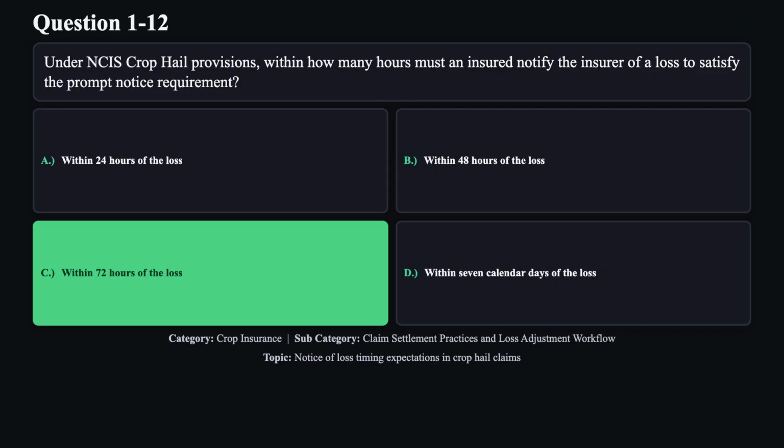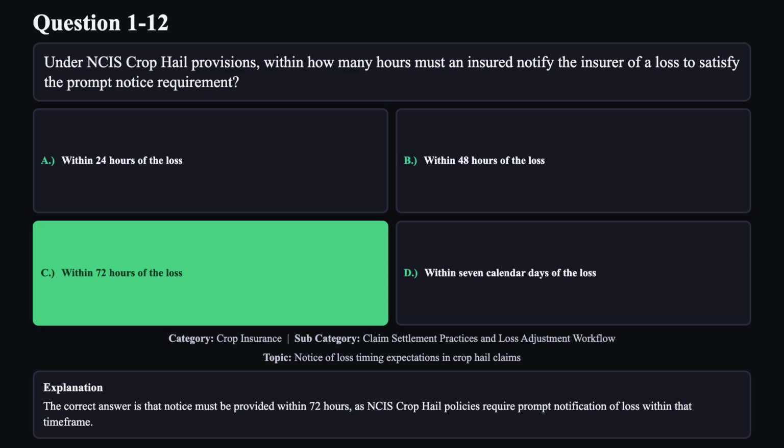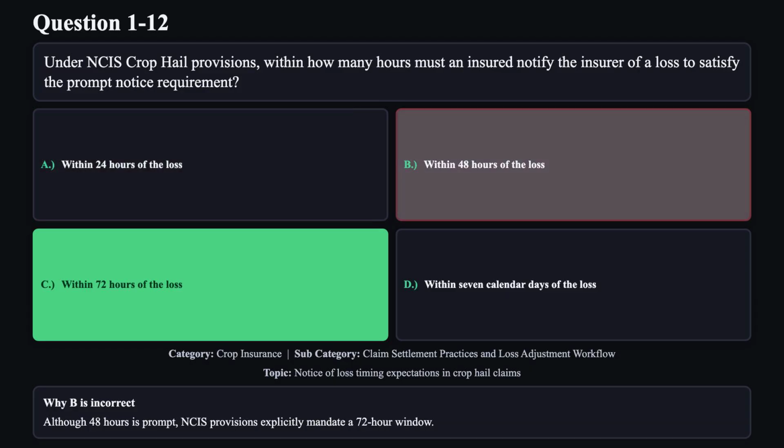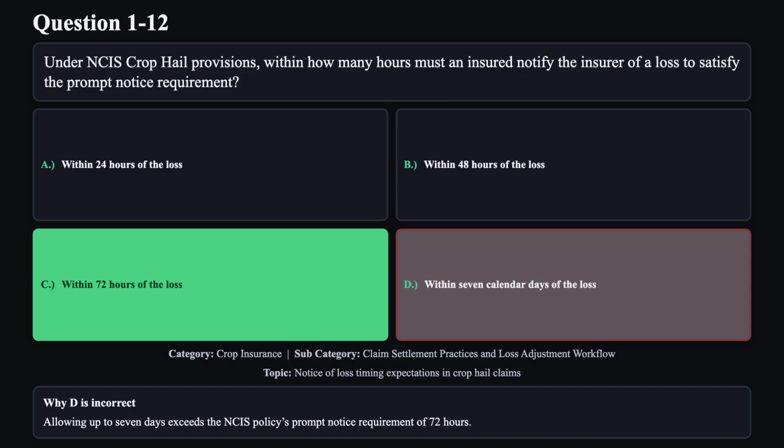The correct answer is C. The correct answer is that notice must be provided within 72 hours, as InsCO-Crop hail policies require prompt notification of loss within that time frame. Reason A is not correct. Providing notice within 24 hours exceeds the policy's requirement, but is not specified in NCIS guidelines. Reason B is not correct. Although 48 hours is prompt, NCIS provisions explicitly mandate a 72-hour window. Reason D is not correct. Allowing up to 7 days exceeds the NCIS policy's prompt notice requirement of 72 hours.